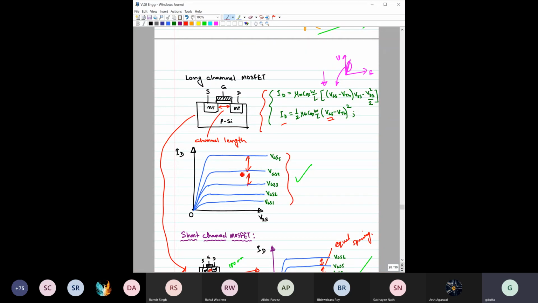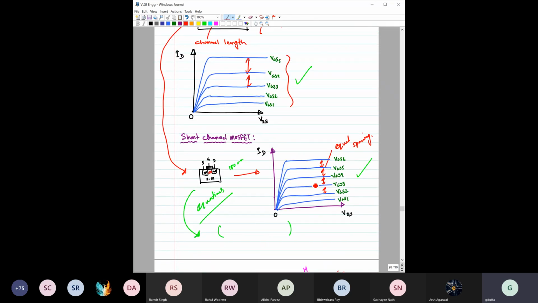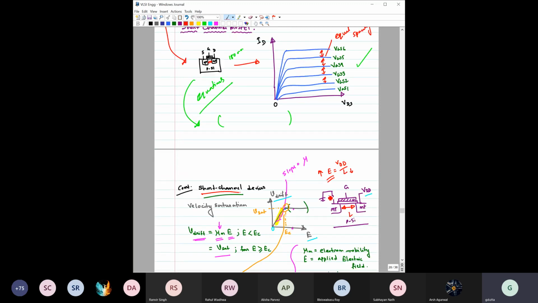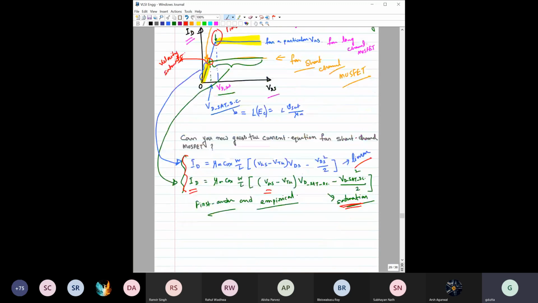The output characteristics for a long channel MOSFET would look something like this, where you can see the separation between consecutive VGS lines keeps increasing as you increase VGS, whereas for a short channel MOSFET the separation is expected to be equal. That is what we have discussed beforehand. You can observe the same phenomenon from this equation, which we have derived from the long channel MOSFET only by doing some manipulation.